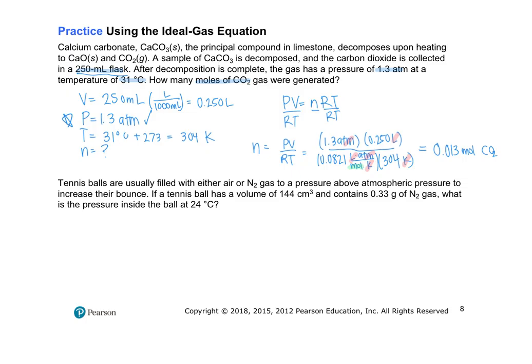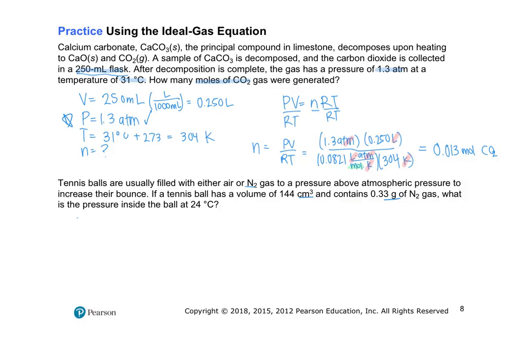All right, tennis balls are usually filled with air or nitrogen gas to a pressure above atmospheric pressure to increase their bounce. If a tennis ball has a volume of 144 centimeters cubed, and remember that's the same as a milliliter, I'm not dividing, but it is a milliliter, and 0.33 grams of nitrogen gas, what is the pressure at a temperature of 24 degrees Celsius?